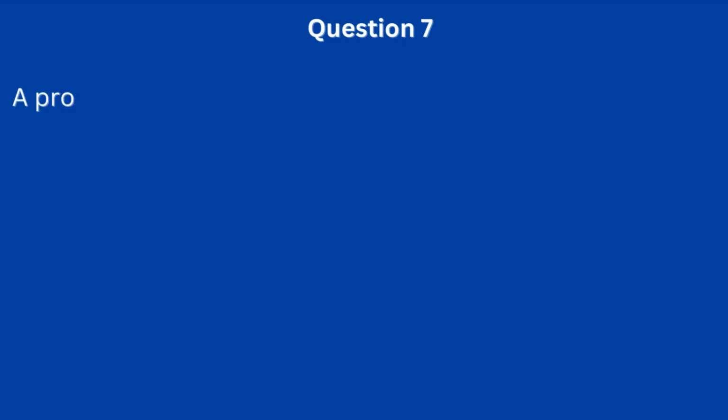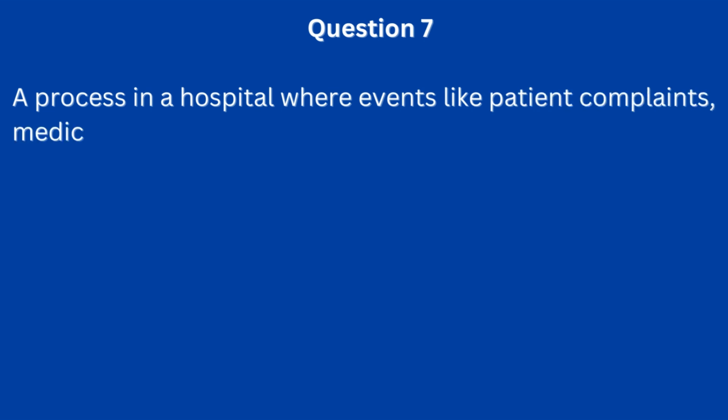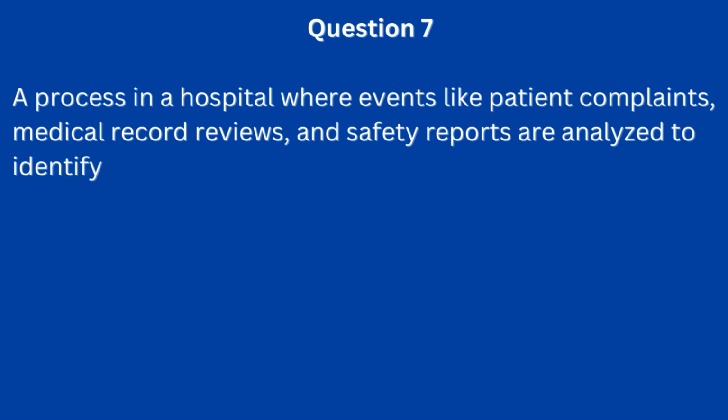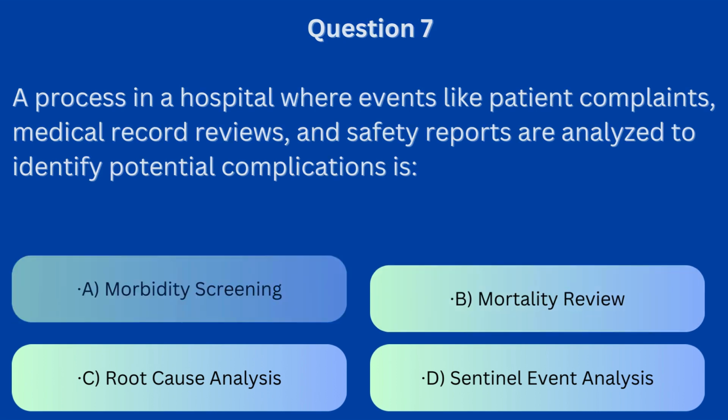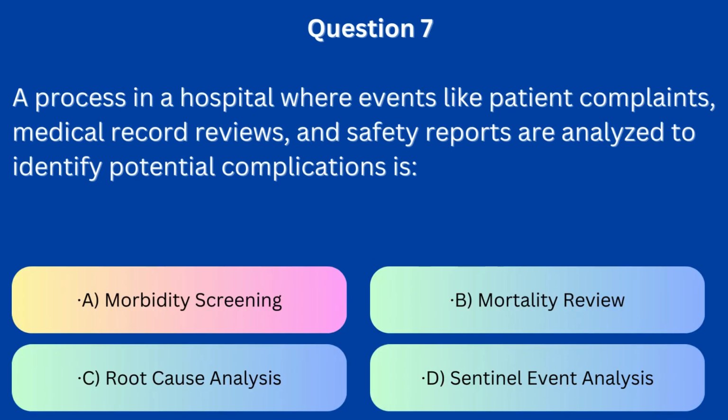Question 7. A process in a hospital where events like patient complaints, medical record reviews, and safety reports are analyzed to identify potential complications is known as A. Morbidity screening, B. Mortality review, C. Root cause analysis, D. Sentinel event analysis. The correct answer is A. Morbidity screening involves methods to identify events that require review for potential complications. This includes reviewing medical records, reports, and patient complaints as described.